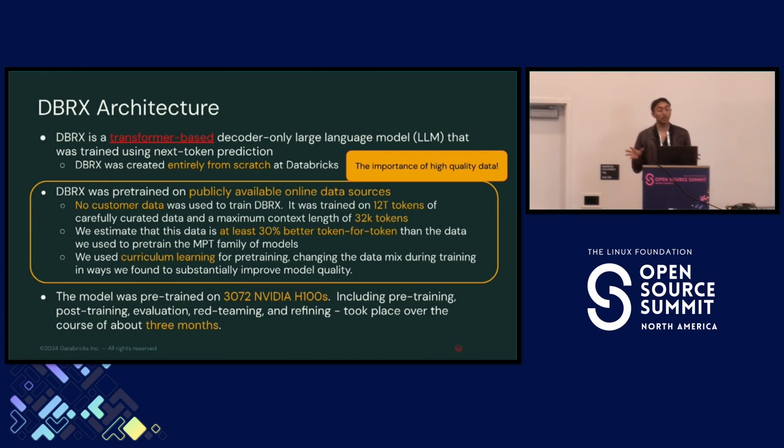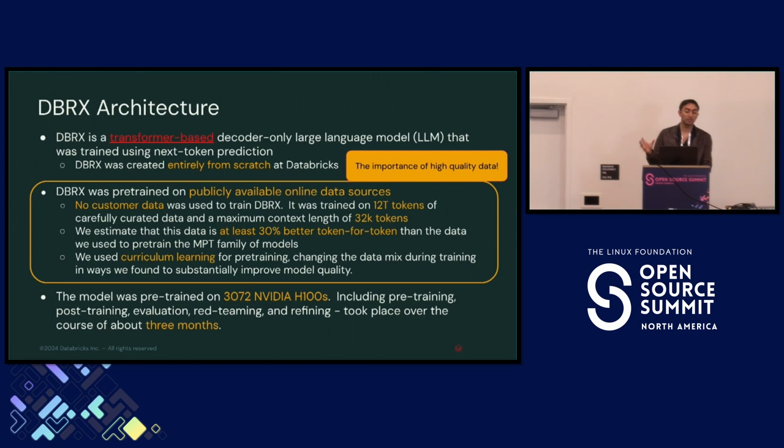It was trained on 12 trillion tokens of carefully curated data. We didn't train on any tokens from any other quality language models. So this is pretty pure, and that's required for folks to actually be able to use open source. There can't be caveats in the license or caveats in the data that prevent people from using it.